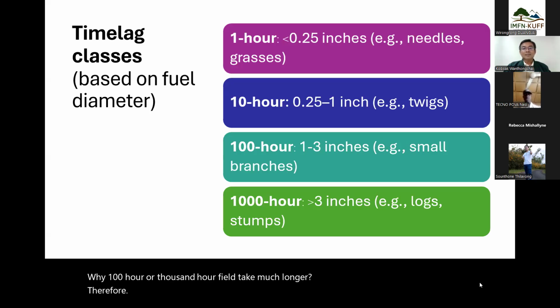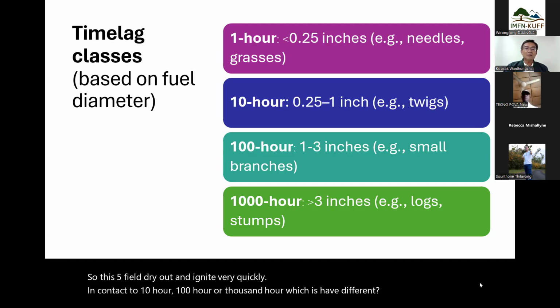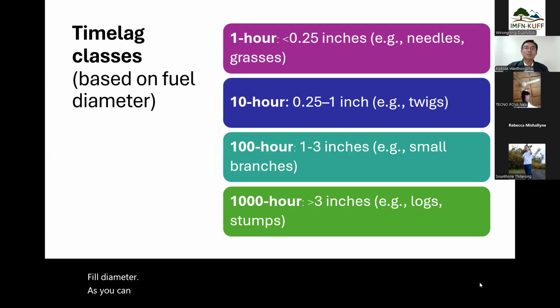Therefore, the time lag classes are directly linked to the diameter of the fuel particles. A 1-hour fuel is fine fuel, which is less than 0.25 inch in diameter, like needles and grasses. So this fine fuel dries out and ignites very quickly. In contrast to 10-hour, 100-hour, or 1,000-hour fuels, which have different diameters, as you can see from this slide.